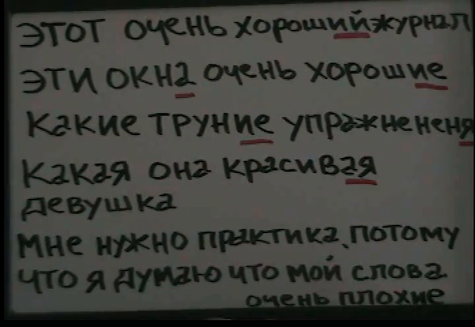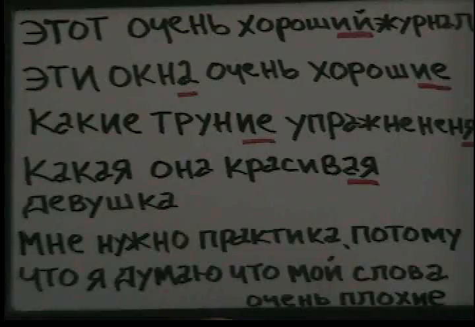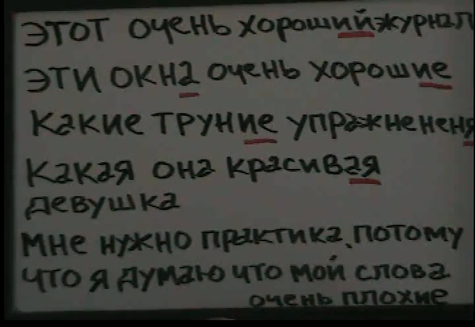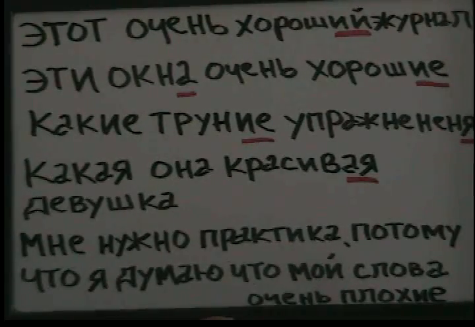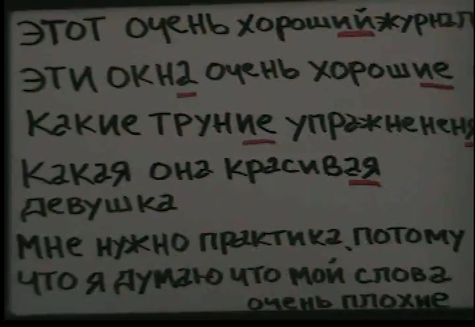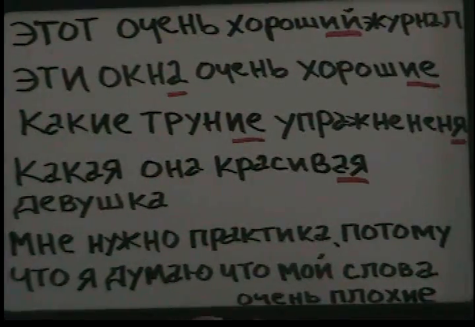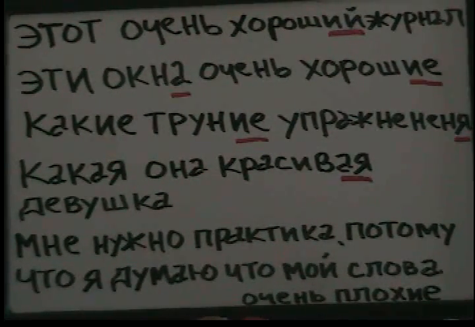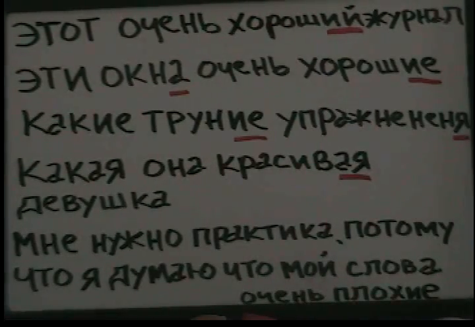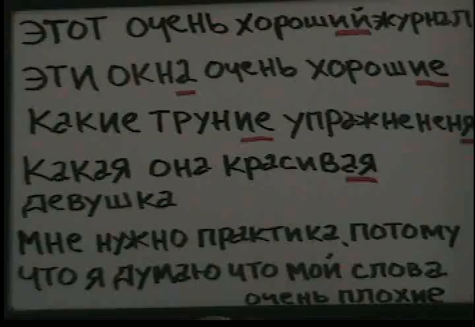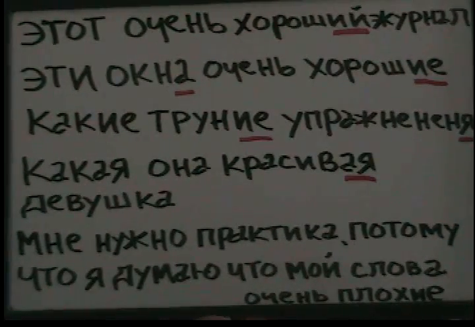So these windows are very good. Eti, as you can see, is plural, these. Okna is neuter. Remember we talked about the neuter. It was akno for one window. Now it's okna. We add the a at the end to make it plural. Ochin, very, and then haroshie. I underlined the ending because it's a noun, it's plural, so you have to turn that adjective to a plural: haroshie. So there you have it.